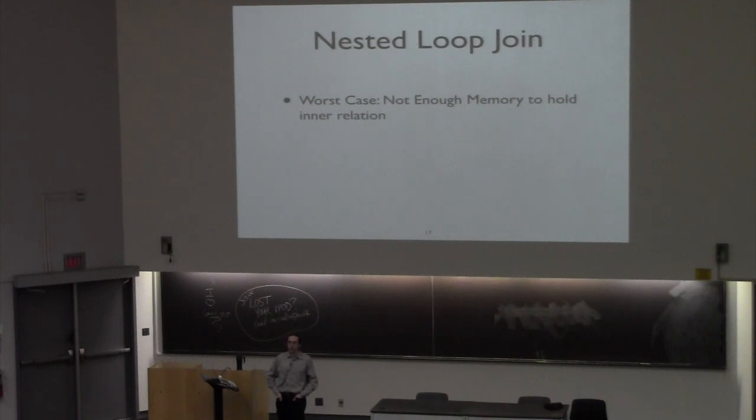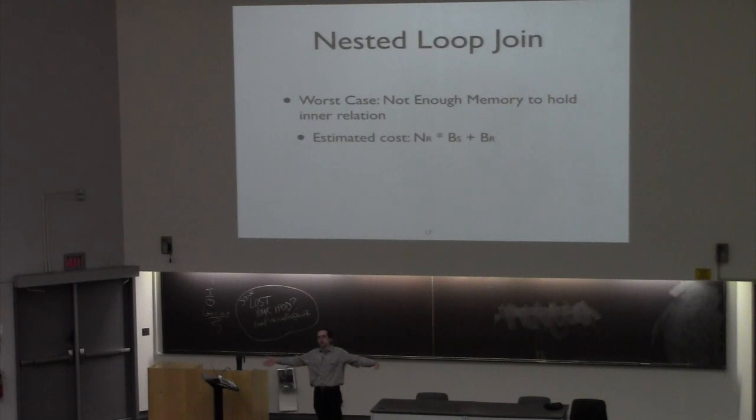So what do I need to do on each outer iteration of the nested loop join? I need to read the entire inner table completely. And I need to do that how many times? It's going to be equal to the number of tuples in the outer table. So my total cost is the number of tuples in the outer table times the cost of reading in the entire inner relation, and then I still have to read every tuple in the outer relation as well.